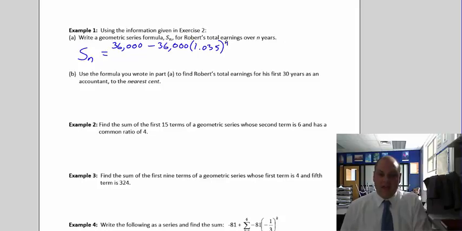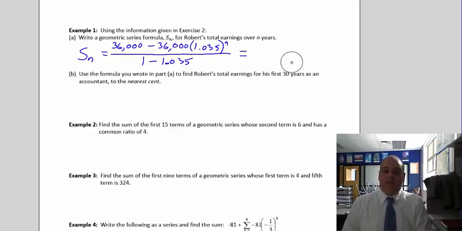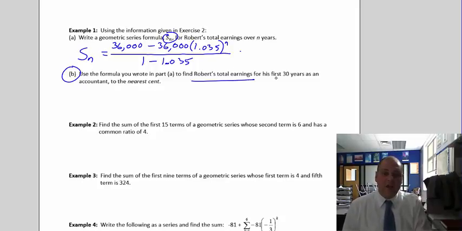1.035 raised to the n, and then all over 1 minus r, so 1 minus 0.035. So that would be it. So that's our formula. That is our Sn, our formula for S sub n. Now in Part B, they want us to use the formula from Part A to find Robert's total earnings over 30 years. See how it's total earnings?